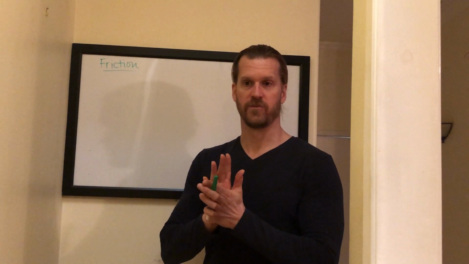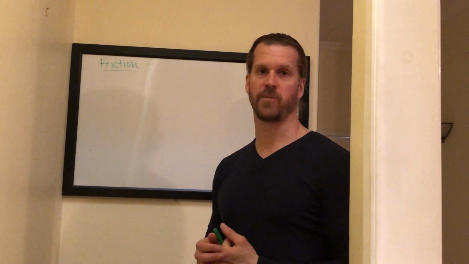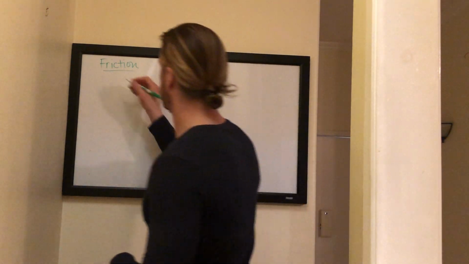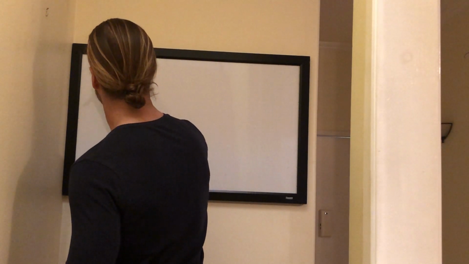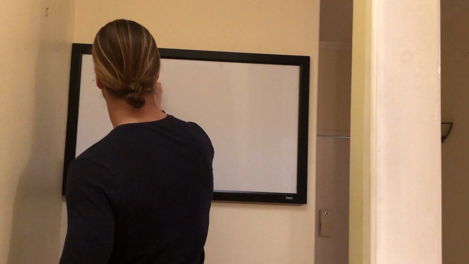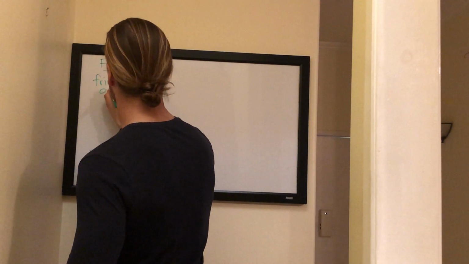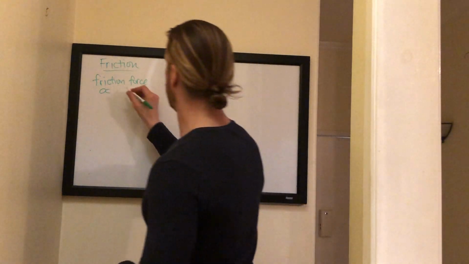So what's this telling us? This is telling us that the friction force between two objects is proportional to the normal force between them. The harder those two objects are pushing on one another, big normal force, the more difficult it is for them to move, the stickier they are with respect to one another. So we can say that the friction force is proportional to the normal force.